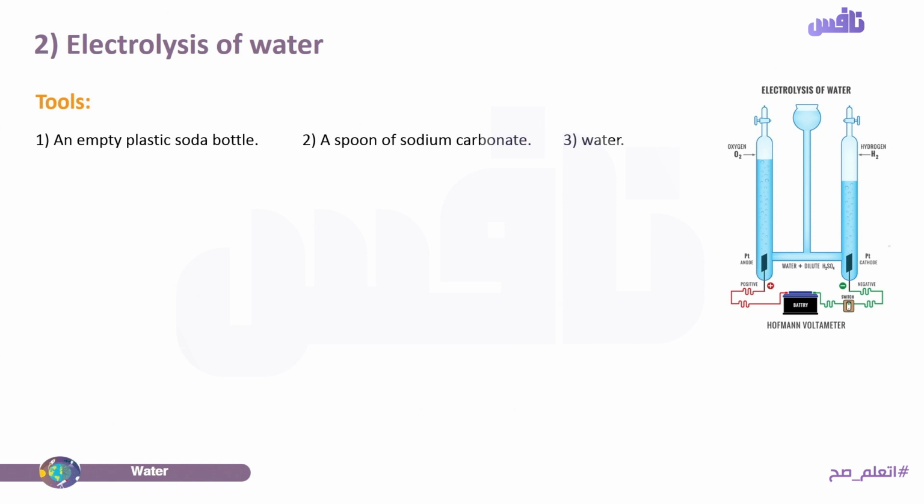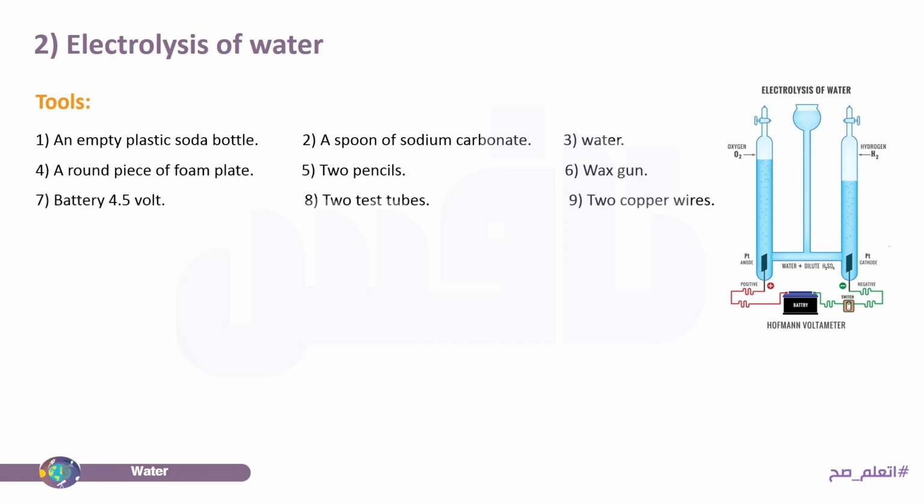I bring an empty plastic soda bottle. Number 2, a stone of sodium carbonate. Number 3, water. Number 4, a round piece of foam plate. Number 5, 2 pencils. Number 6, the box gun. Number 7, a 4.5 volt battery. Number 8, 2 test tubes. Number 9, 2 copper wires.